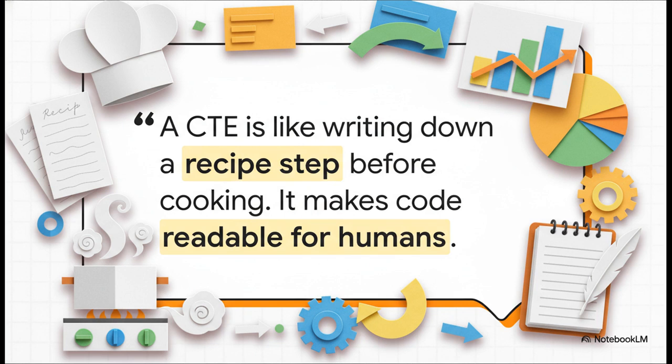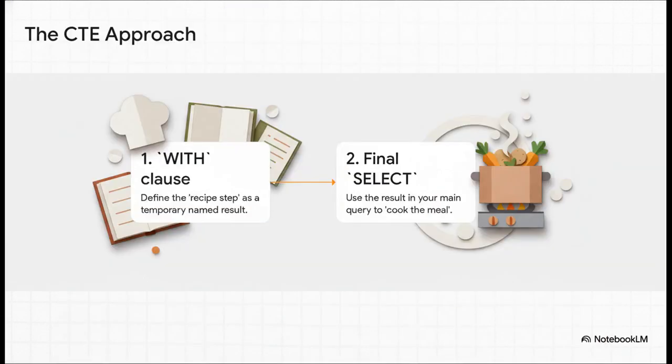Writing a complex query can feel like trying to cook a complicated dinner with all the steps just floating around in your head. A CTE is like writing down each step of the recipe before you start. It breaks the logic down into these clean, manageable chunks that anyone can understand. And it really is this simple. Step 1, you use the with clause to define your recipe. That's your temporary named chunk of data. Then step 2, you cook the meal by writing your final select query that just refers back to that neat pre-prepared step. It's simple, it's clean, it's logical.